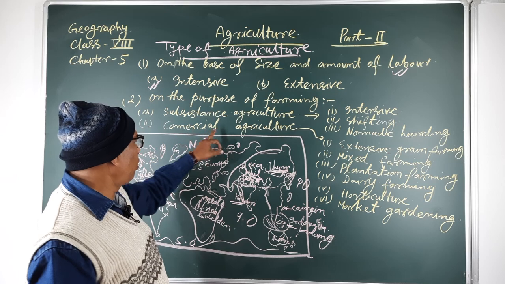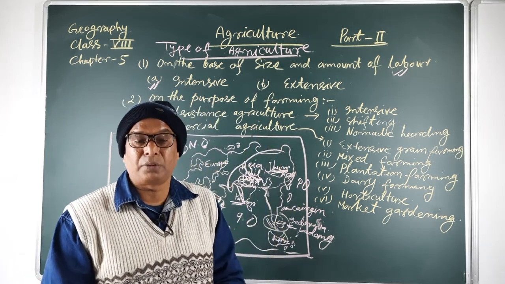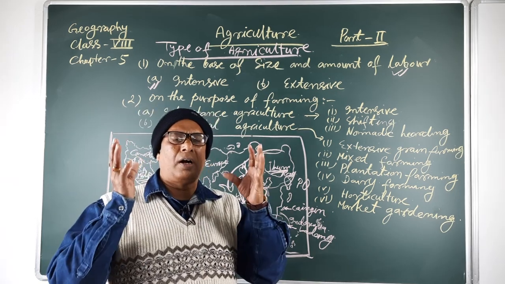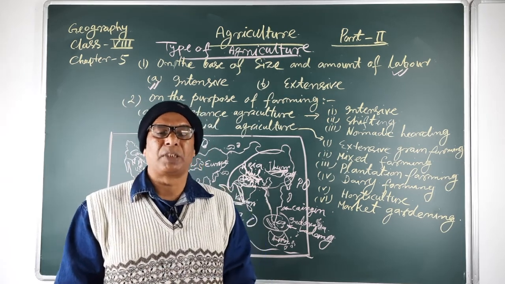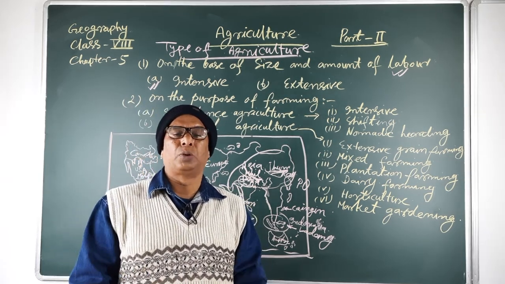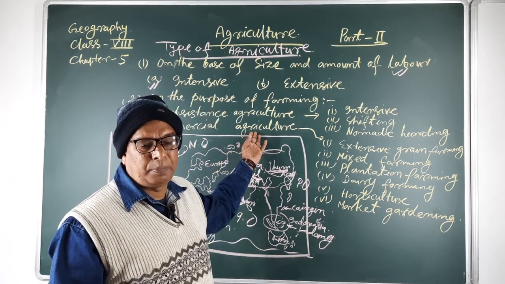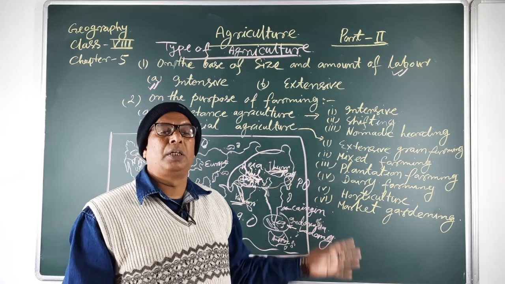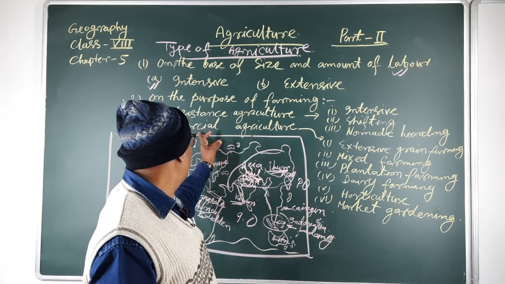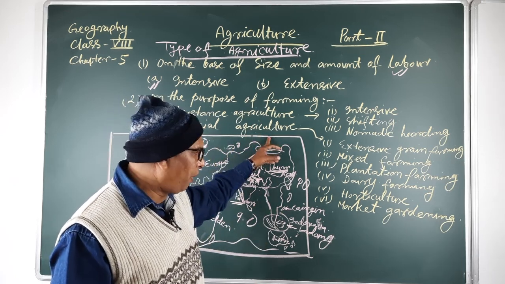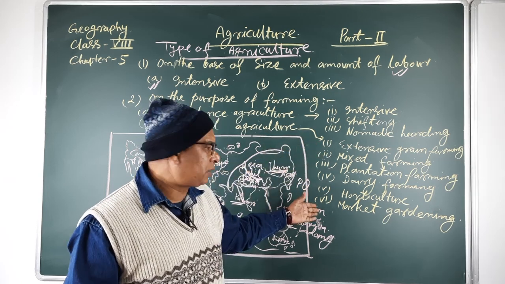Next is commercial agricultural farming. Commercial agricultural farming means cultivation practices created only for the purpose of selling and gaining foreign currencies. So, agricultural farming practices done only with commercial views are also known as commercial agricultural farming. These types of agricultural farming are divided into 6 categories.